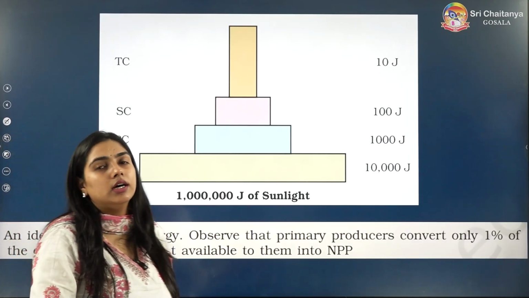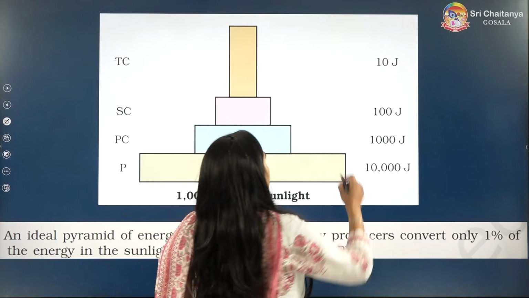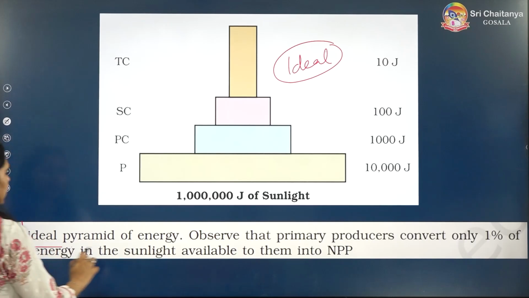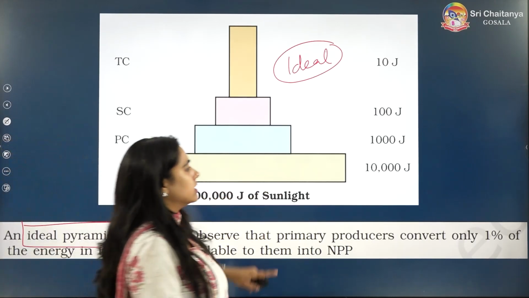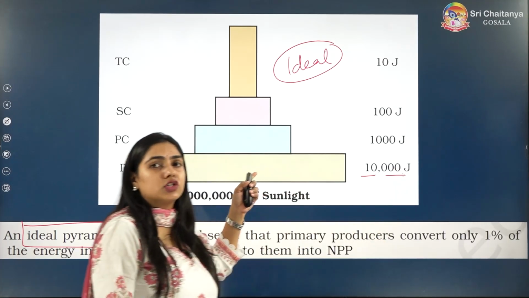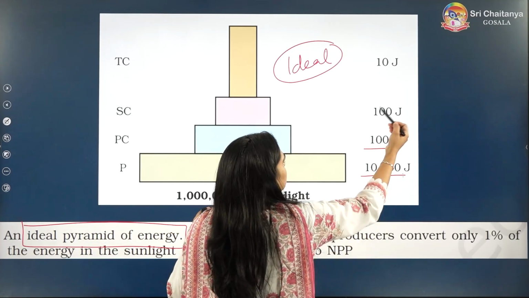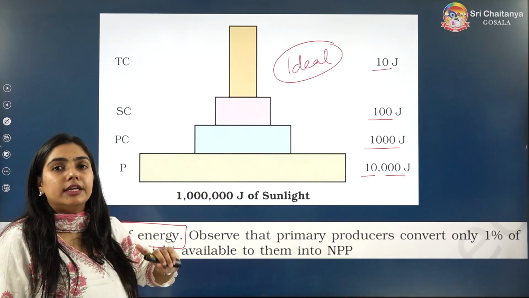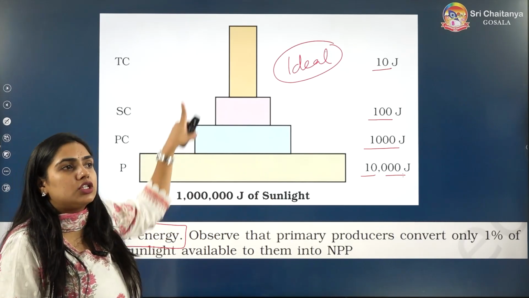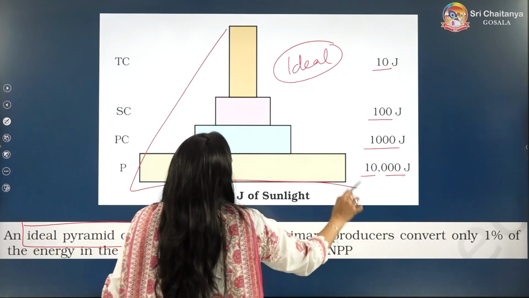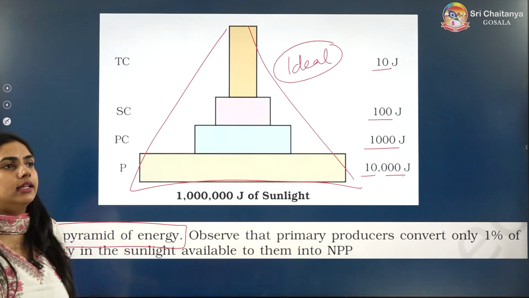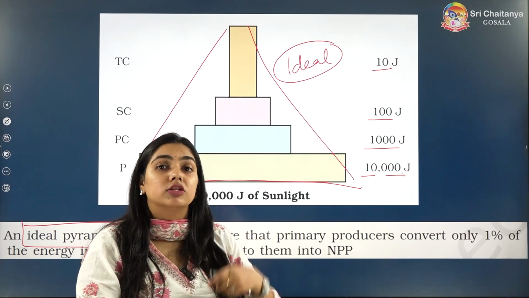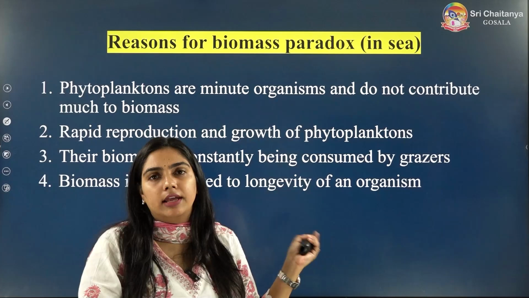Now, coming to the ideal pyramid. This is called the ideal pyramid, because it is always upright. It is the ideal pyramid of energy. Okay, here you can see 10,000 joule of energy is there in the first trophic level. Then only 10%, 1000 joule, then 100 joule, then 10 joule. Okay, this is the unit of energy. So the pyramid of energy is going to be always upright. Always upright. This is the ideal pyramid. Okay, among all the pyramids, if somebody asks you which is the ideal pyramid which can never be inverted, that is the pyramid of energy.